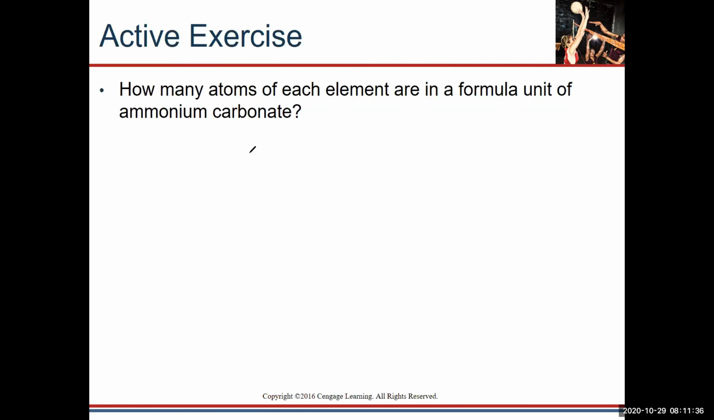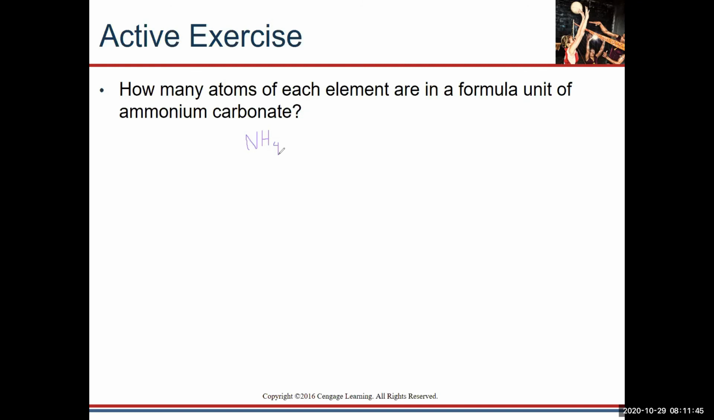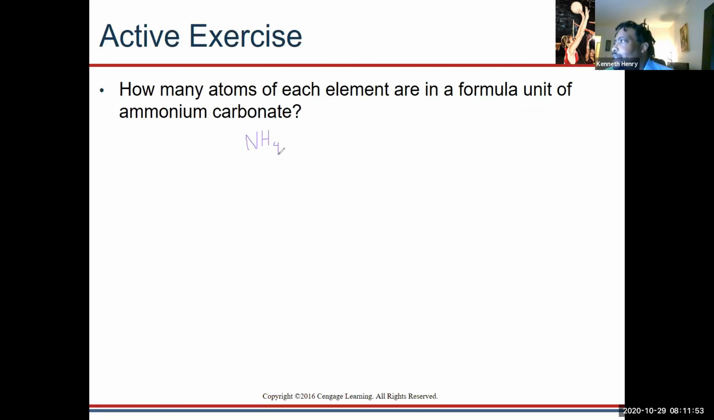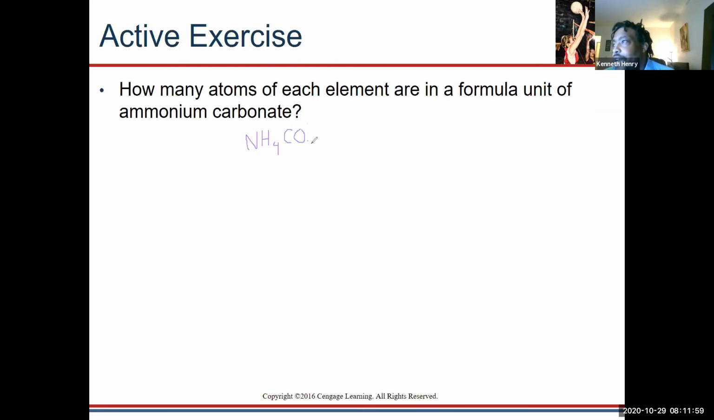Would it be NH4? Okay. Right? I don't know about the carbonate. Okay. Anybody want to help her out? Oscar. CO3. Okay.